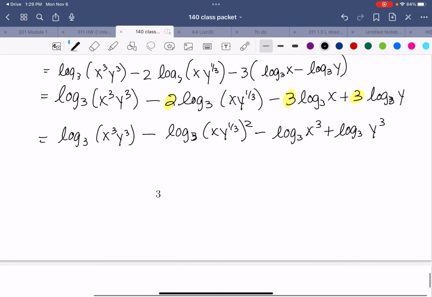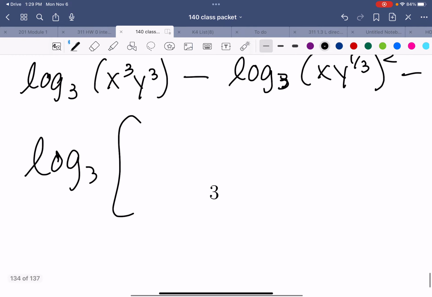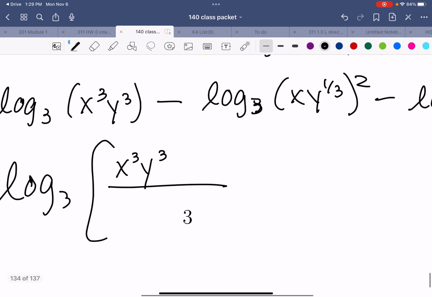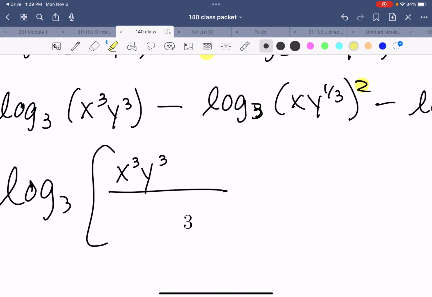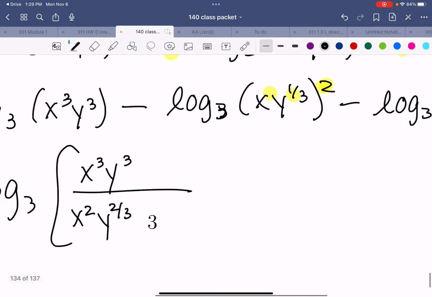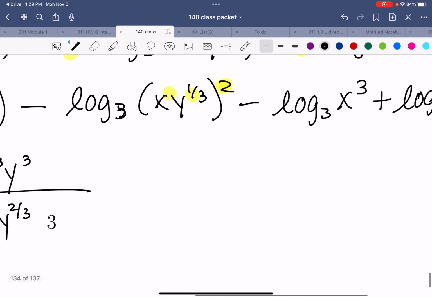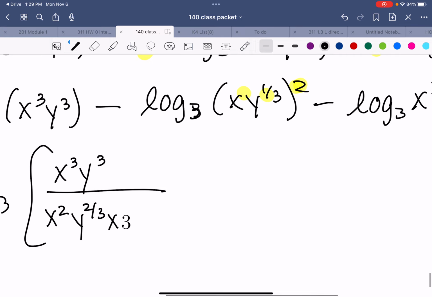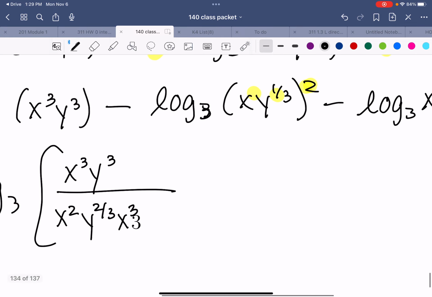Now we want to put it back together. So log base 3 of x cubed y cubed in the numerator. Now I'm also going to distribute this to here and to here. So that's going to give me an x squared y to the 2/3 because I multiply exponents when I have powers to powers. And it's negative out front, so we move it to the bottom. Then an x cubed goes on the bottom and a y cubed goes up top.